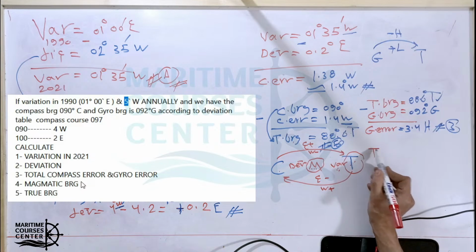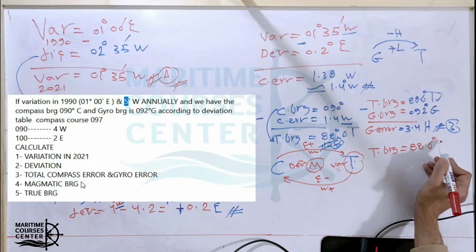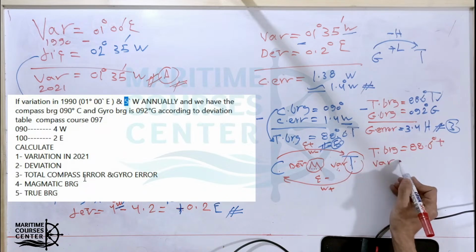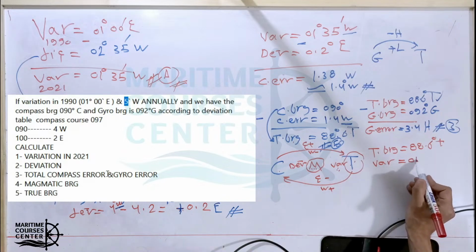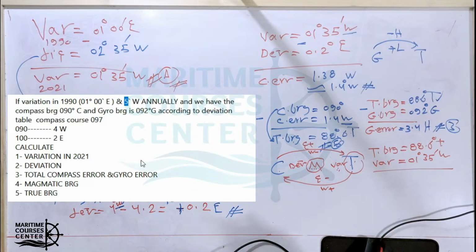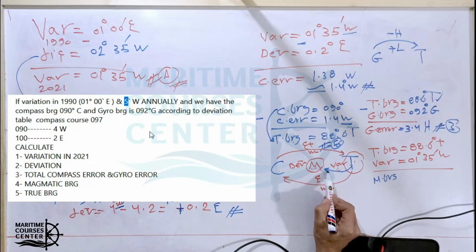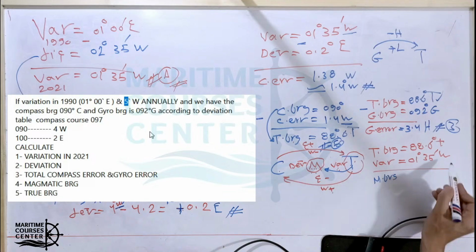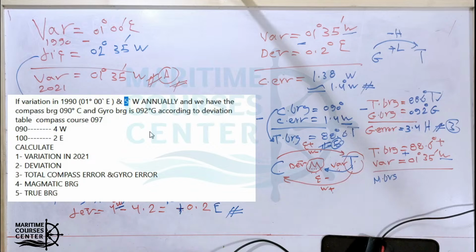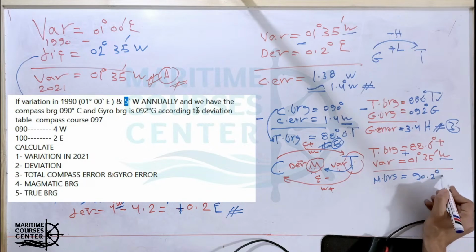So we're going to put true bearing equal to 88.6 degrees true, and variation equal to 1 degree 35 minutes west. So right now we're going to calculate the magnetic bearing. We are moving from true to magnetic, so that means west, we're going to plus. Here we have west, so we're going to plus. So 88.6 plus 1 degree 35 minutes is equal, here we go, to a magnetic bearing of 090.2 degrees magnetic.